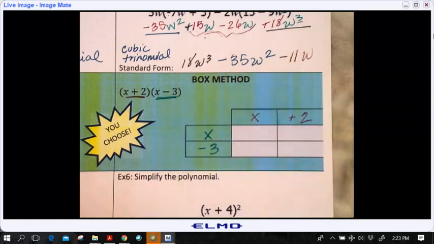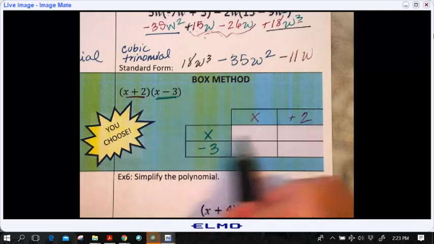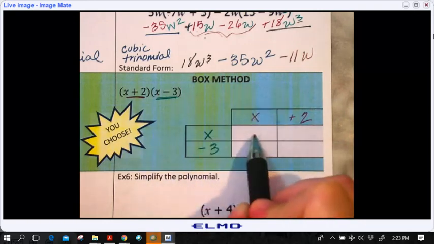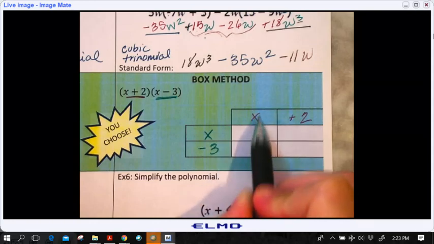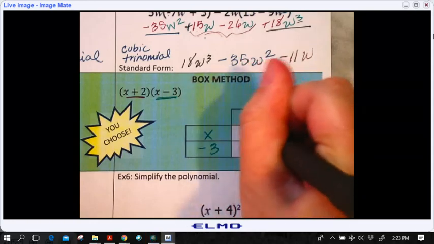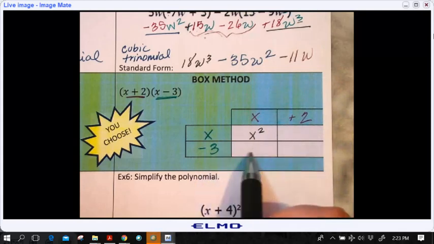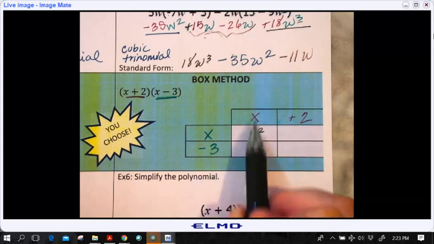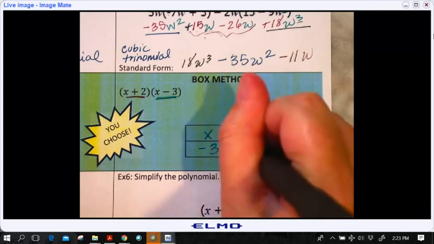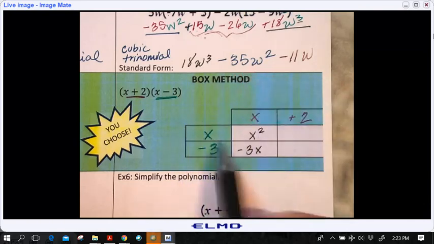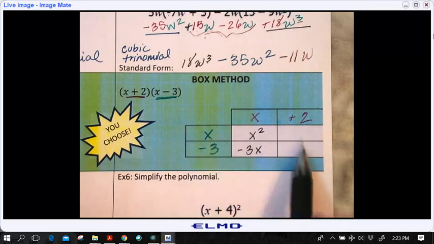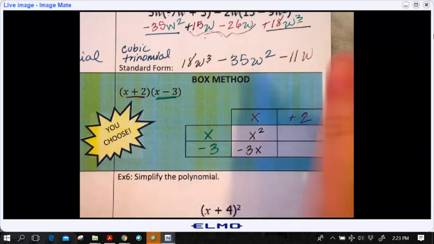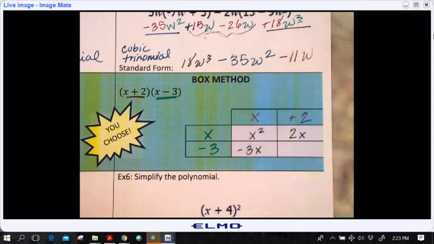And now I have to do my multiplication. So I'm going to fill this in. This first box is x times x, which is x squared. This box on bottom is negative 3 times x. So negative 3x. Okay, let's do the second set. X times 2 is 2x. And then negative 3 times positive 2 is negative 6.